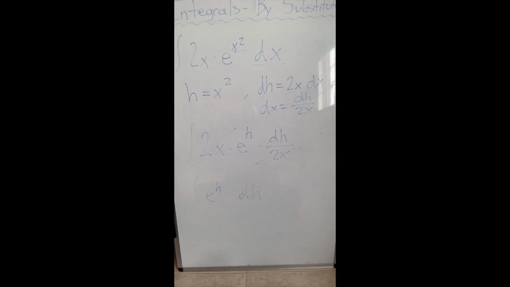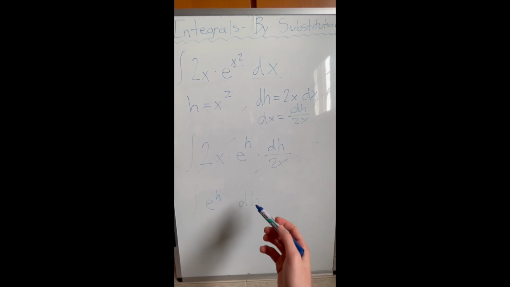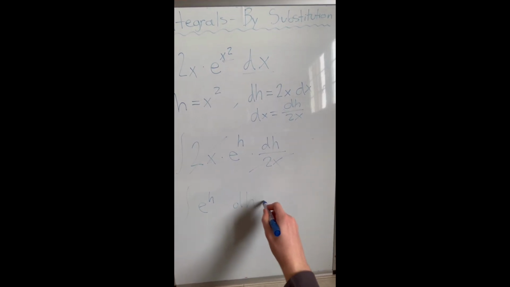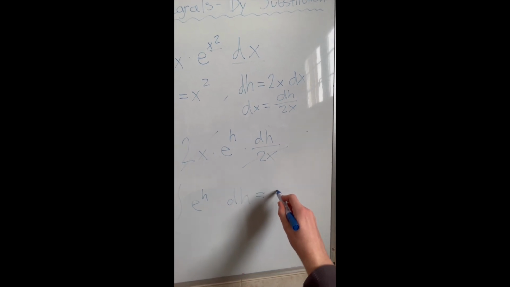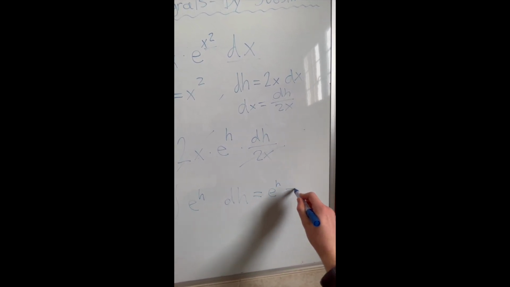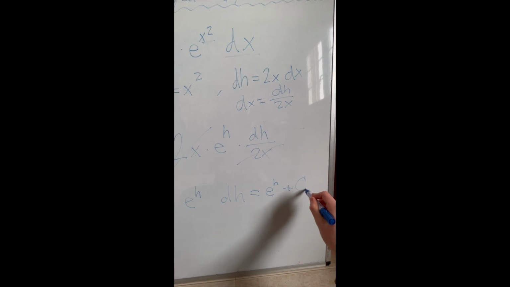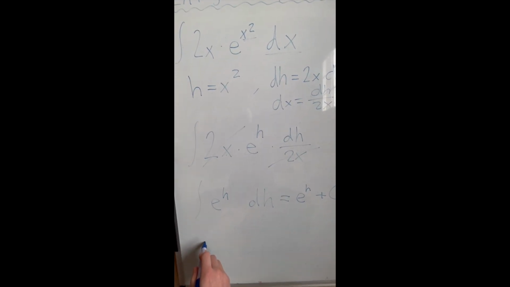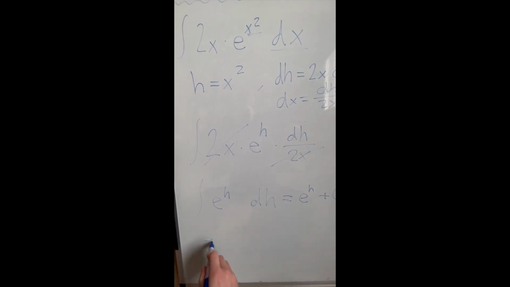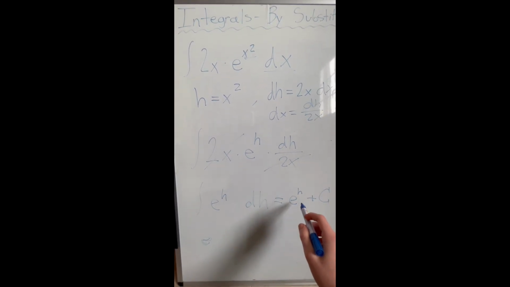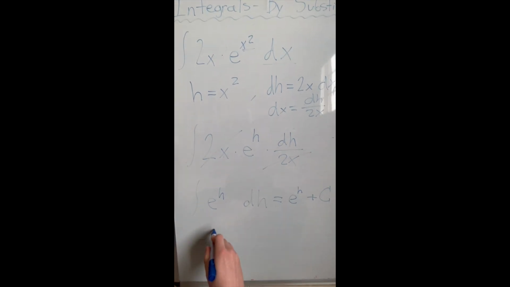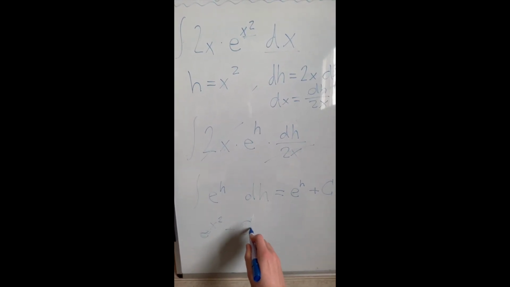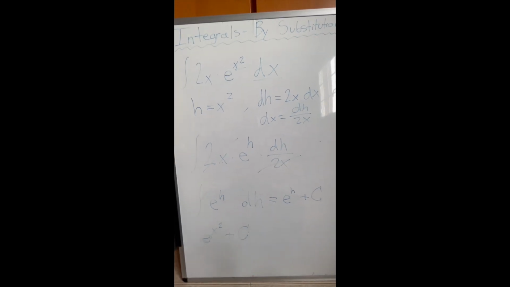And now all we have to do is, our h is basically like if it were an x, e to the power of x dx, which is just e to the power of h plus c. Now we undo our change of variable to say that our function is e to the power of h, where h is x squared, so e to the power of x squared plus c. And that is our result.